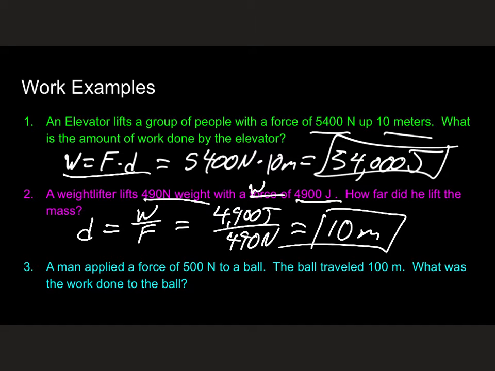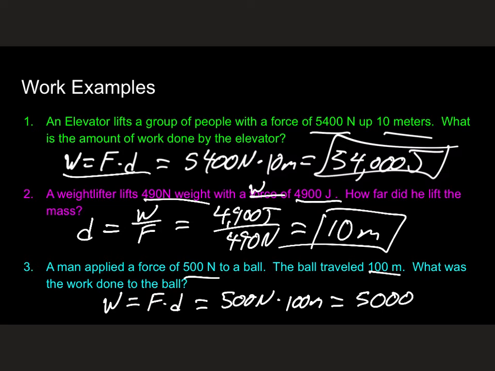A man applied a force of 500 newtons to a ball. The ball traveled 100 meters. What was the work done? Oh, lucky us. This one's super easy too, because it's straightforward. The work is simply equal to the force times the distance. We have 500 newtons. Going to multiply that times 100 meters, and we're going to get 50,000 joules. That's it.